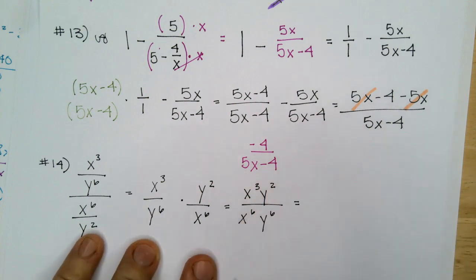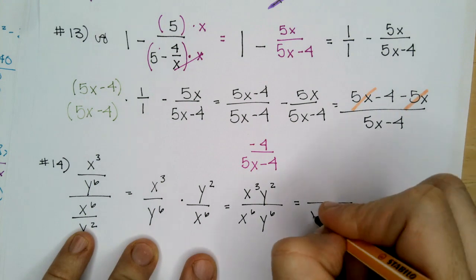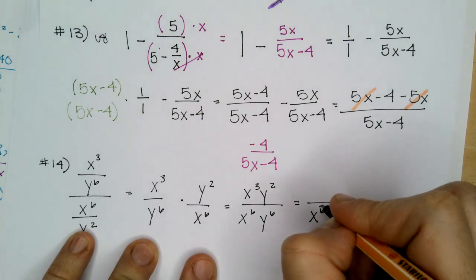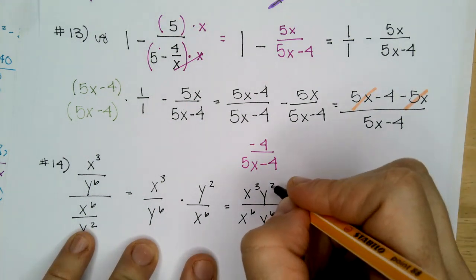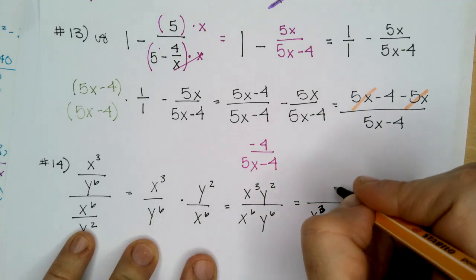So now you just use the rules of exponents. X to the third divided by x to the sixth is just x to the third down here, I apologize. Y squared divided by y to the sixth is just y to the fourth down here.